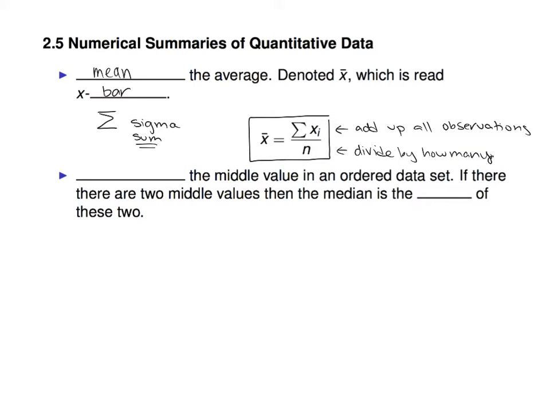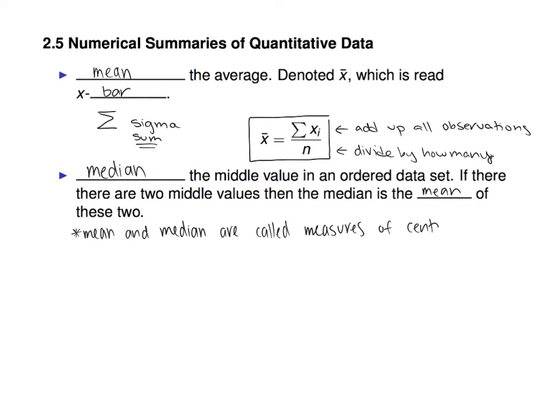Another measure of central tendency of interest is something called the median. Now, the median is the middle value in an ordered data set. If there are two middle values, then the median is the mean or the average of these two. And just to note, the mean and median are called measures of central tendency. So looking at the center of a data set.